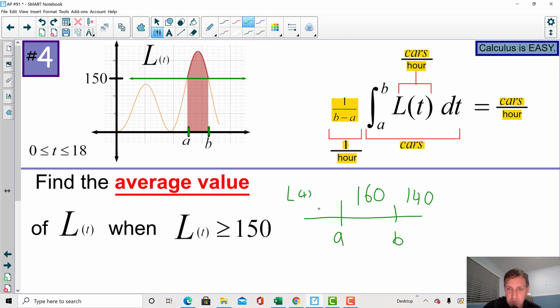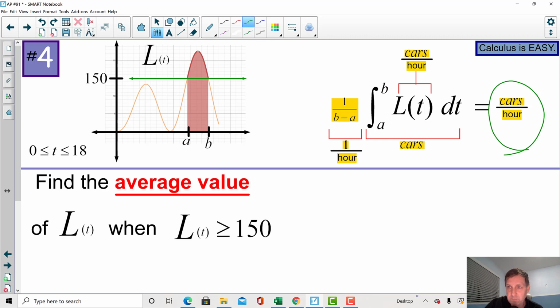And the same thing on the outside over here. You probably would get like 130 or some number that's less than 150. And that'll tell you that this is the interval where L of t is greater than or equal to 150, because that's where it wants you to find the average value of L of t. So the hard part of this one was finding the a and the b value. So that's pretty tricky. And if you want to pause the video, you can see why the units would be cars per hour. Again, those are the units of L of t, so you could just match the units. You don't have to sit there and calculate it every time.